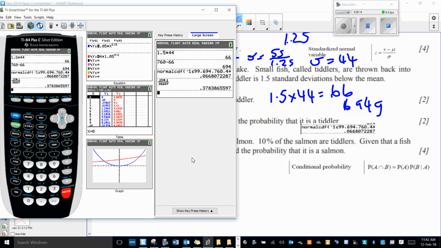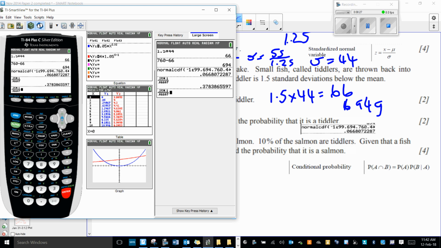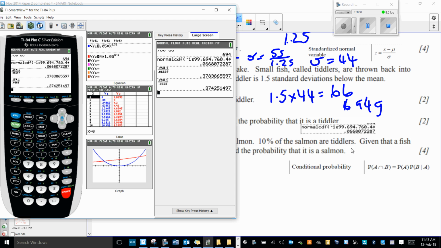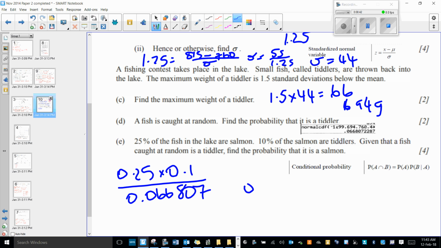Gives us 0.378. Oh, maybe I was too accurate. Or maybe I didn't find the right number. 0.0668... 0.374. And that's the end of that paper.